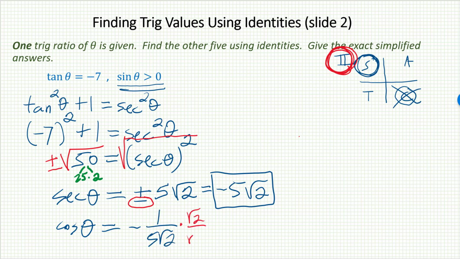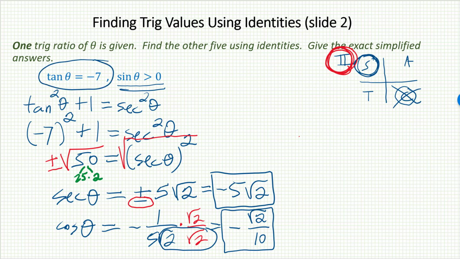I need to do some rationalizing, and I end up here with negative root 2 on the top, and let's see, 5 root 2 times root 2 would make 2. 2 times 5 would be 10. So there's my answer for cosine theta. But see, now that I have tangent theta and I have cosine theta, I can immediately go to one of those quotient identities. The one that I should pick is the one involving tangent theta.